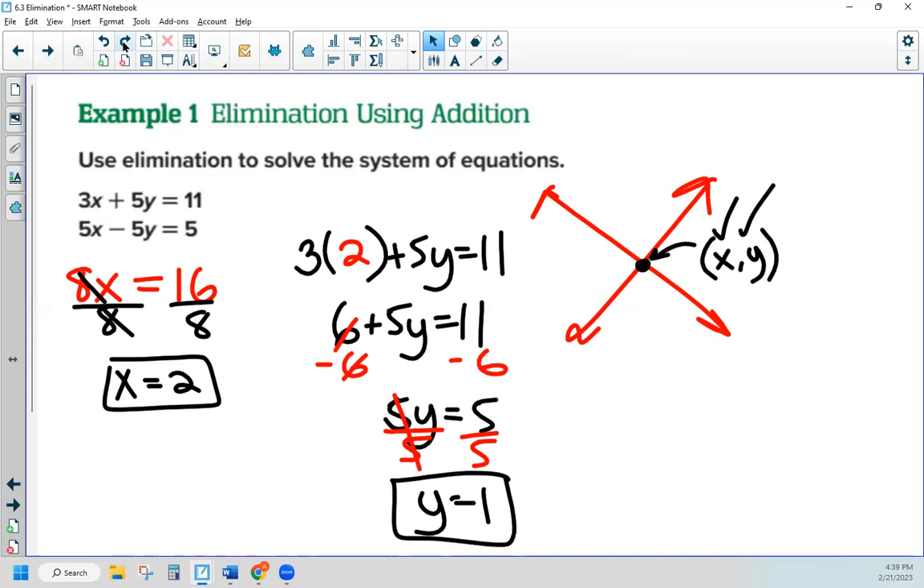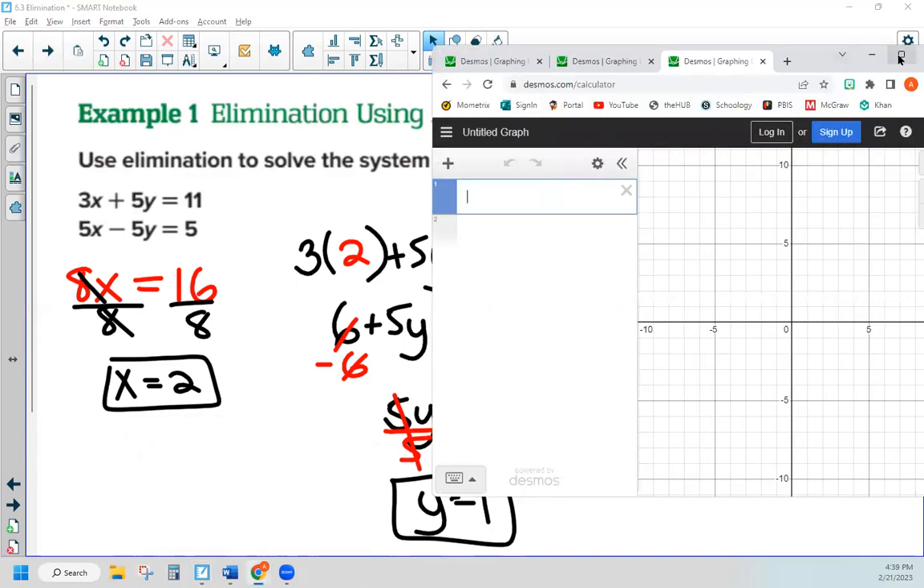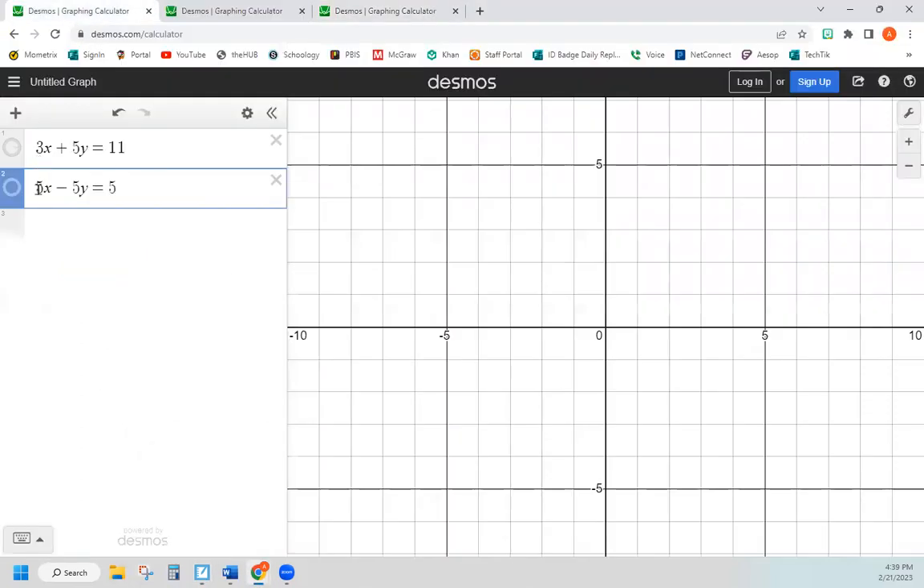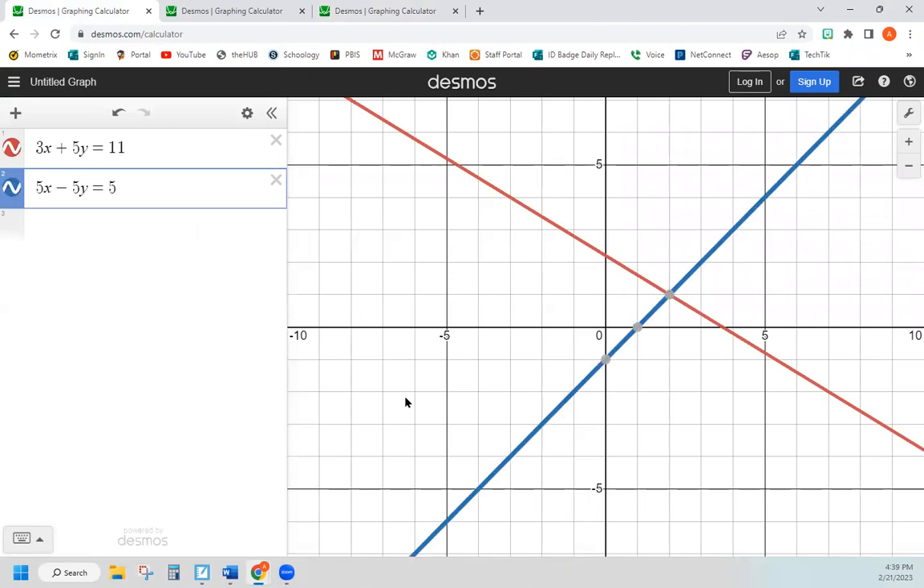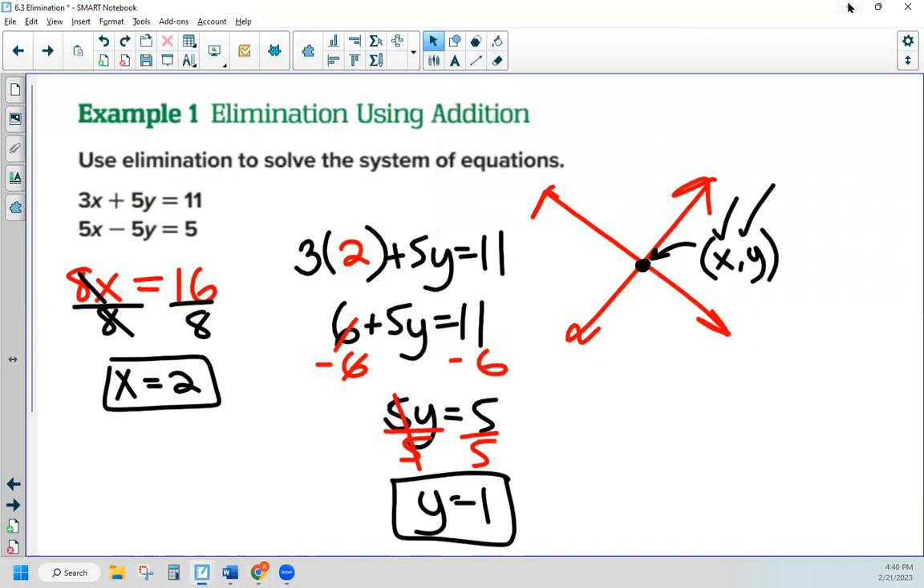All right. So that is pretty much the elimination process. That's it. Line them up, find what's going to cancel them out, either addition or subtraction, and then do it. Let's go ahead and see what our solution is here. Desmos, type them in exactly how you see them. 2, 1. That is going to be the intersection, 2, 1. There you have it. So we got 2, 1.